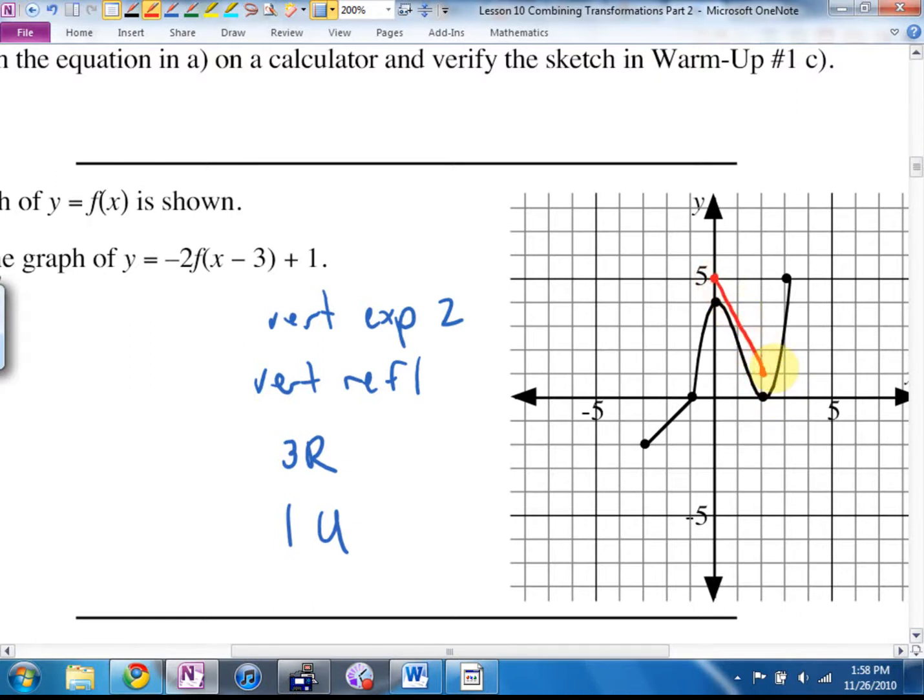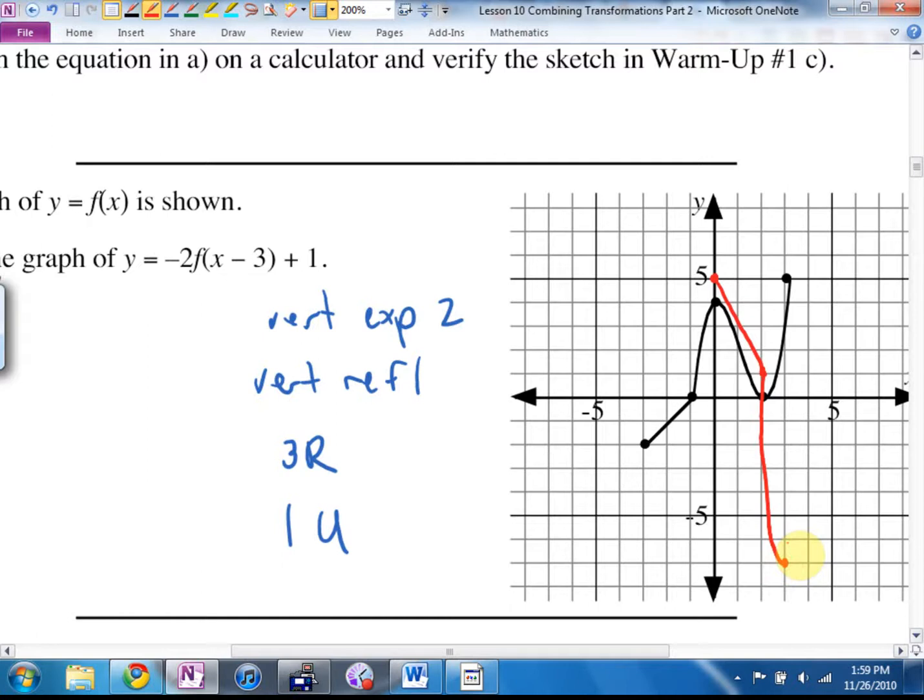Next one. How high? 4. Vertically expanded by a factor of 2. 8. Then what? -8. Then what? 3 right and 1 up right there. Now these ones were connected with a curvy shape, were they not? So I'm going to connect them with kind of a curvy shape, because that's what they were originally.